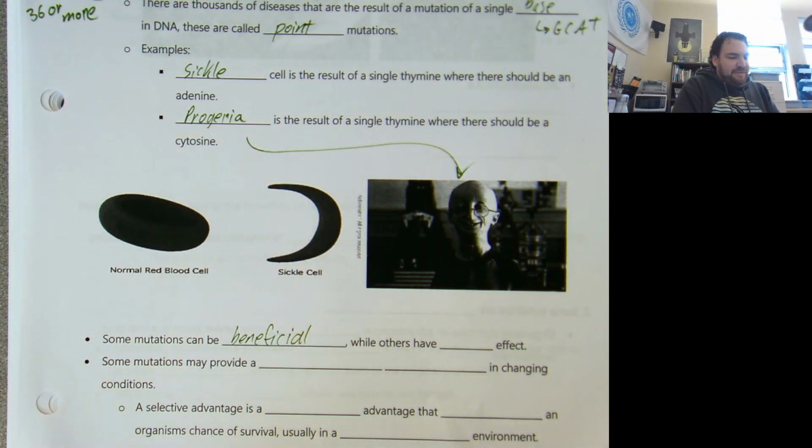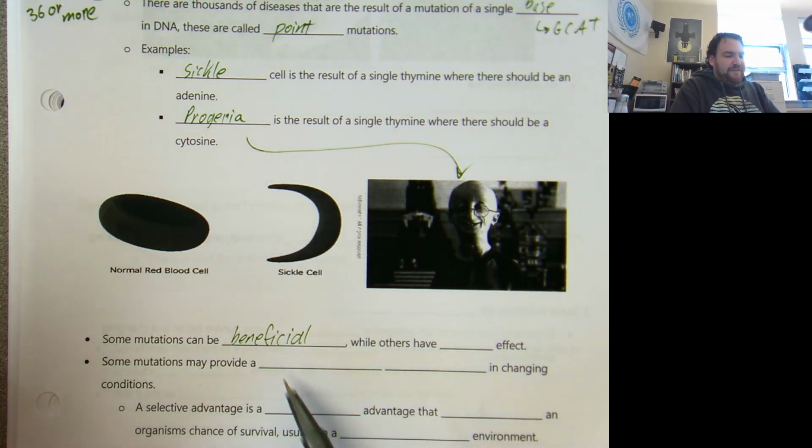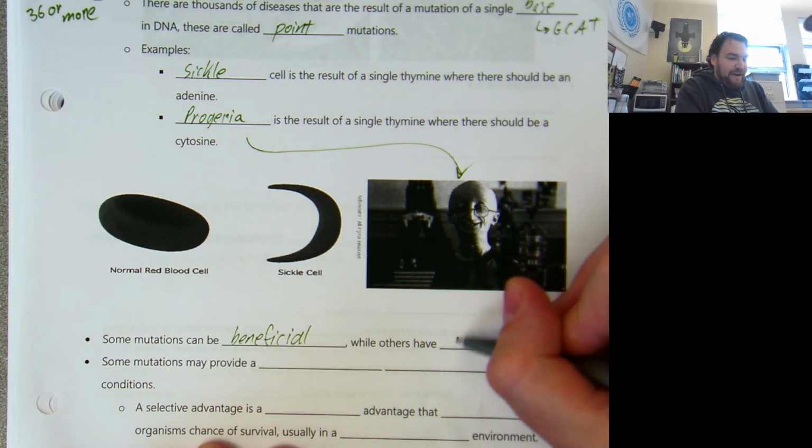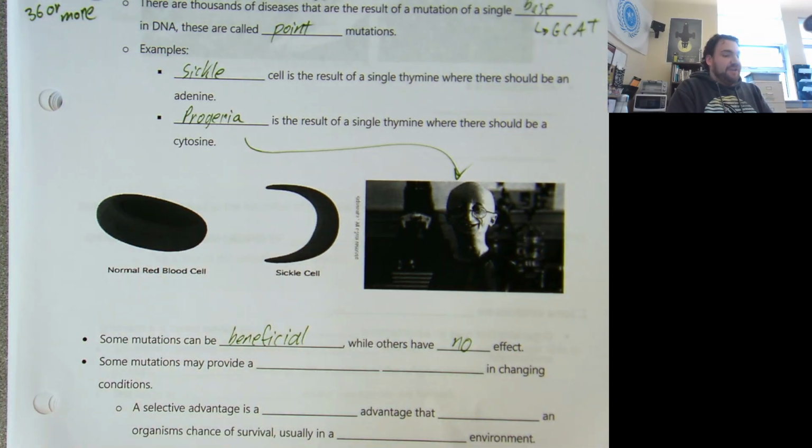Okay. Some mutations can be beneficial. It is rare that a mutation is beneficial. Others have no effect. It's more common for them to be harmful or to have no effect, but sometimes you have mutations that are beneficial. This is how we have so much variation in the human species.